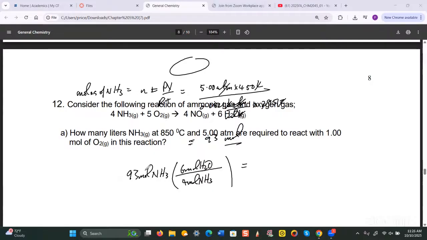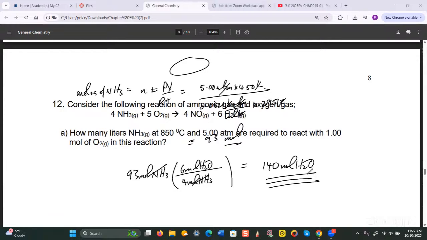All right? So this goes with that, and that will give you the final answer, which is 93 times 6 divided by 4. So rounded off to 2 sig figs, that would be 140 moles of H2O. And that's how that is done. All right?